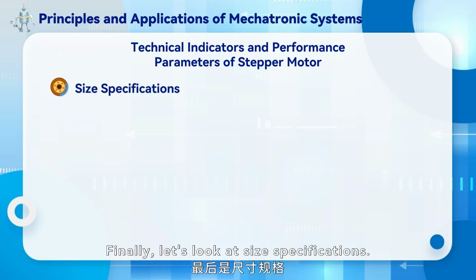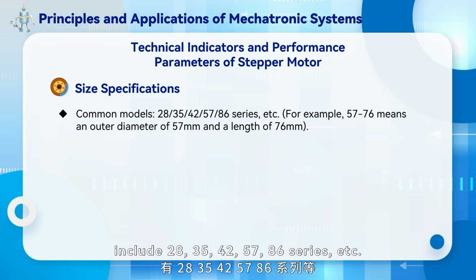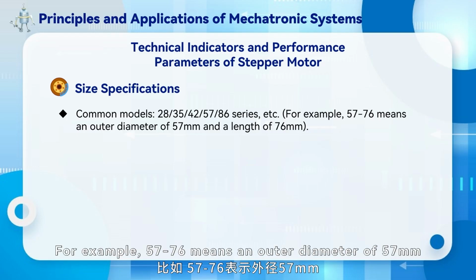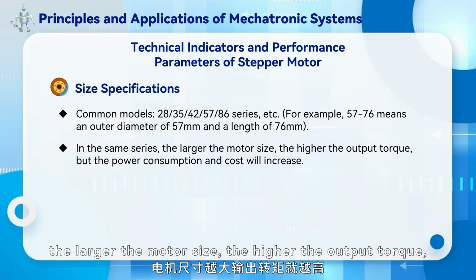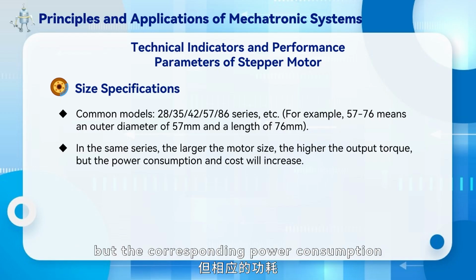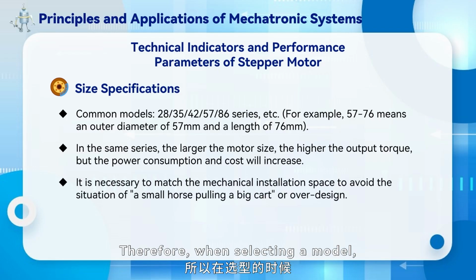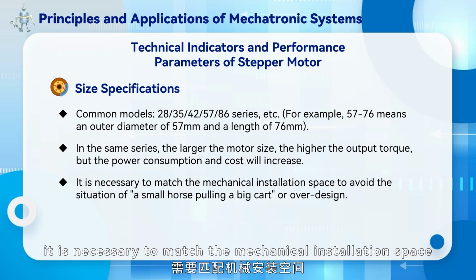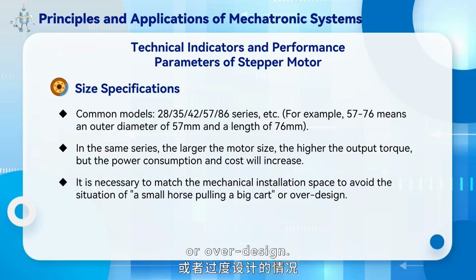Finally, let's look at size specifications. Common stepper motor models include 28, 35, 42, 57, 86 series, etc. For example, 57 by 76 means an outer diameter of 57 millimeters and a length of 76 millimeters. In the same series, the larger the motor size, the higher the output torque, but the corresponding power consumption and cost will also increase. Therefore, when selecting a model, it is necessary to match the mechanical installation space to avoid the situation of a small horse pulling a big cart, or over-design.